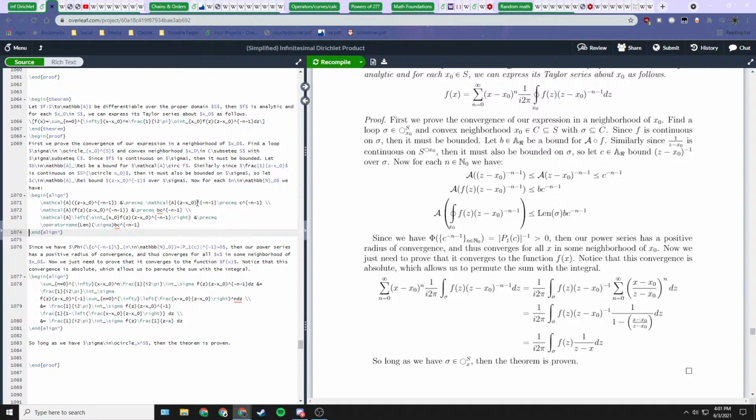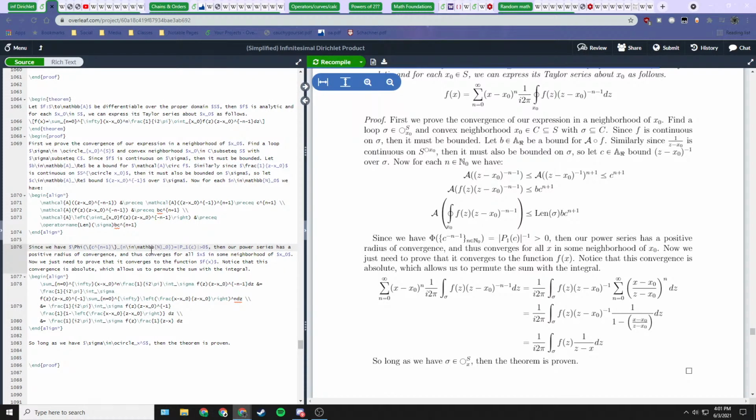Actually, let's do that a little better. This should be, that's an error, that's fine. Since we have phi of n plus 1, which is in P1 of C, which is strictly greater than 0, yes. Then our series has a positive radius of convergence, and thus converges for all x in some neighborhood of x0. Now we just need to prove that it converges to the function.